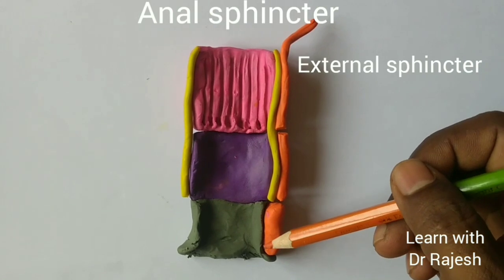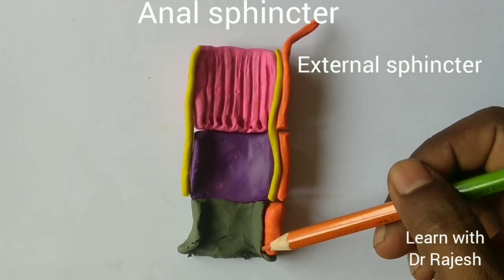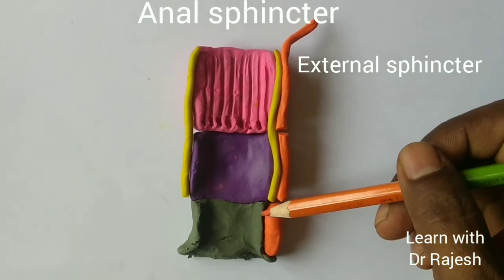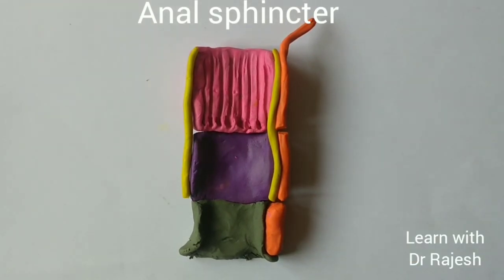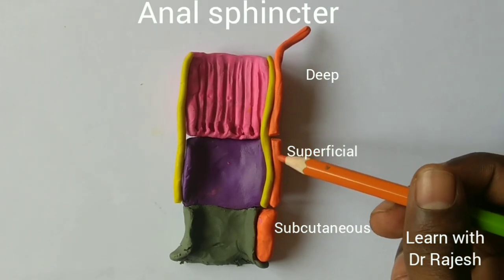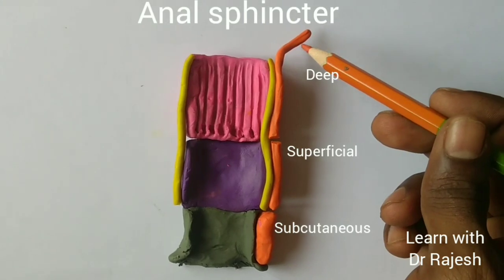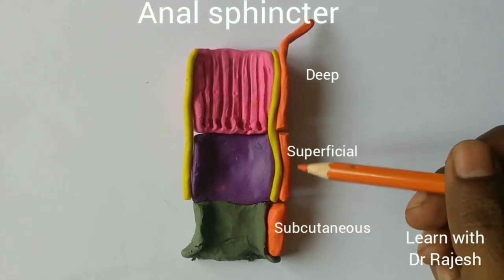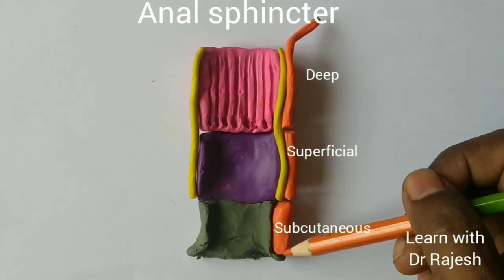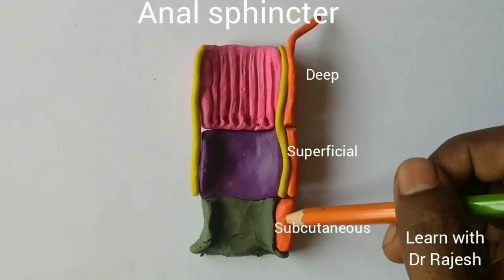We can see this part which is near the outermost region, that is the terminal 10 millimeter of the anal canal, and this is related to the skin. So it is called the subcutaneous part. This is the superficial part, and this is the deep part. So there are three parts of the external anal sphincter: the subcutaneous part, the superficial part, and the deep part. As we see, the subcutaneous part is present in relation to the terminal 10 millimeter of the anal canal, that is below the white line of Hilton.